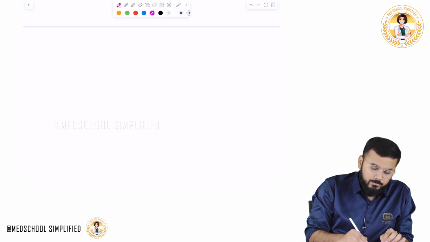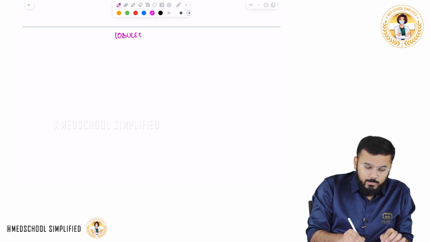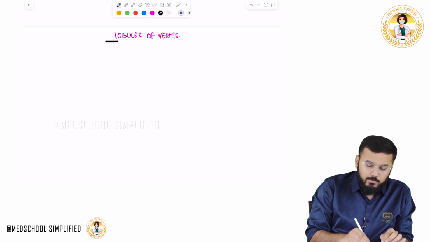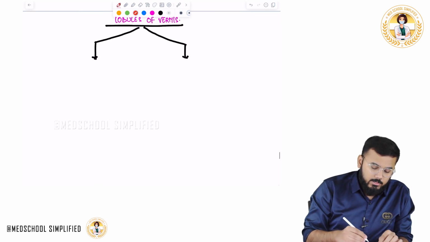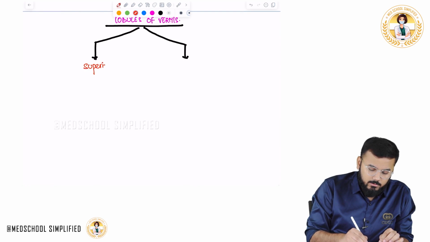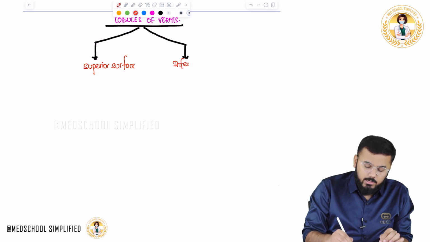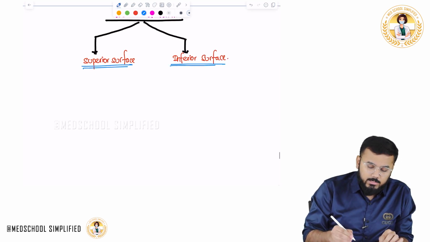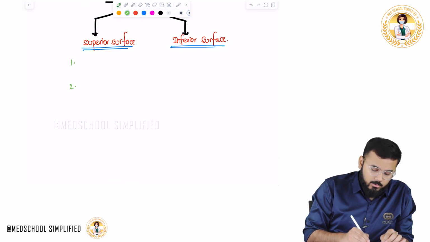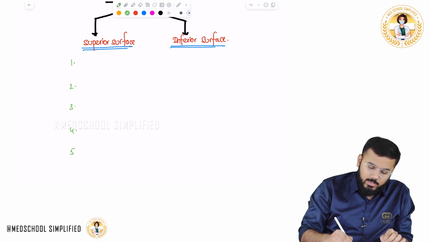So here, lobules of the vermis, the center part is called as vermis, right? So lobules of the vermis are divided into two different parts. So what are these two different parts? The first part is called as a superior surface. Second part is called as the inferior surface. Superior surface as well as the inferior surface. Now, when it comes to the superior surface, how many we have got? We have got 1, 2, 3, 4 and 5. Inferior surface we have got 6, 7, 8 as well as 9.